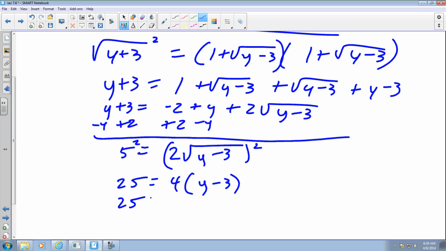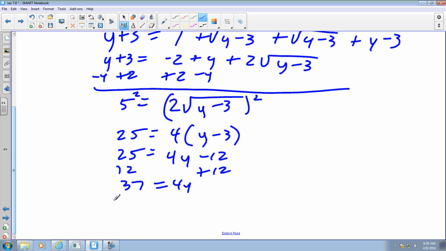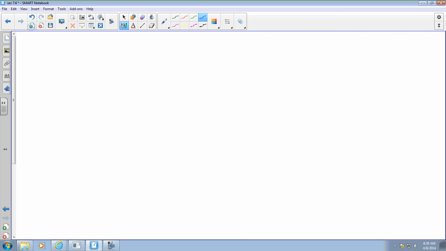Distribute. 4y minus 12, add the 12, add the 12. I get 37 equals 4y. Divide by the 4. So I get 37 fourths. And you would want to check for extraneous root on that one. It works.